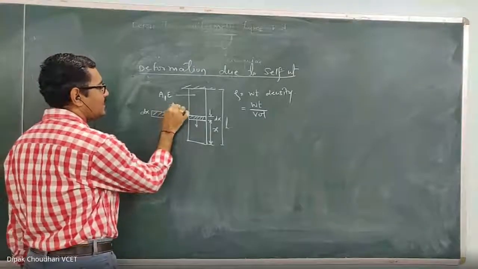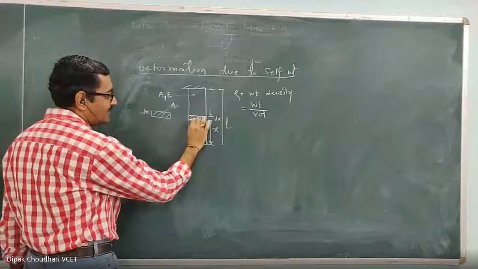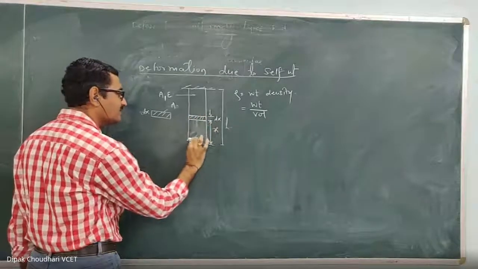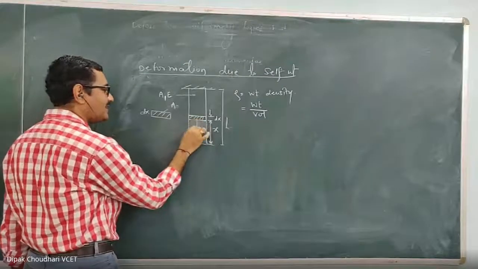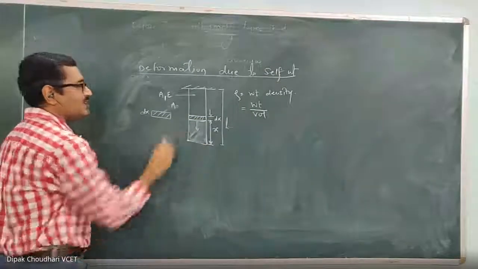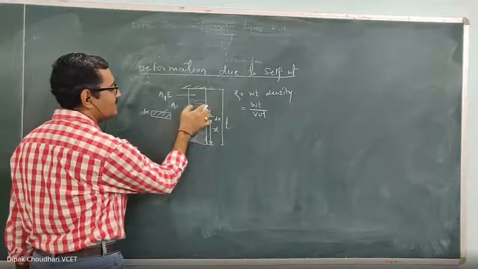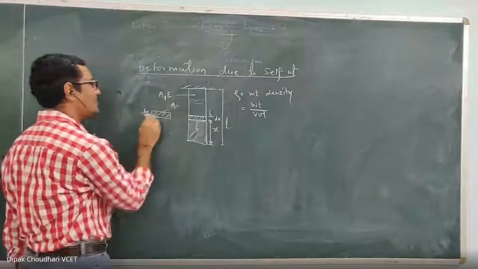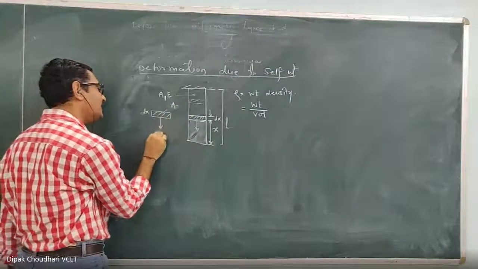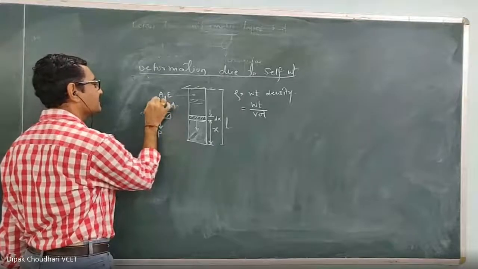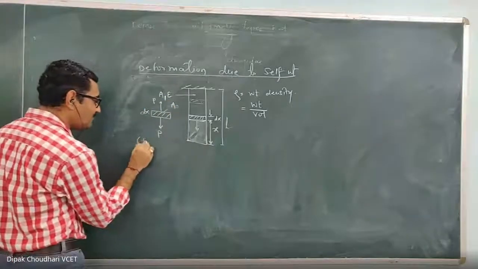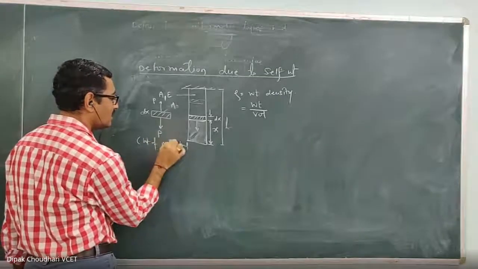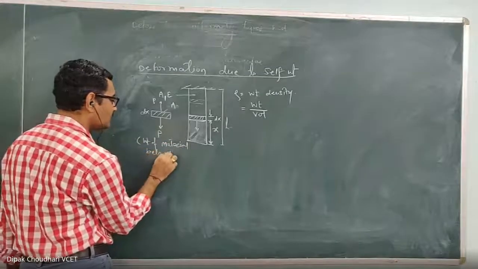Now on this small elemental strip, the axial force acting is equal to the weight of this much part. The weight of this part will act as axial force on the small elemental strip. If I consider the strip over here, the axial force on the strip is equal to the weight of the part which is below it, not above it. So the axial force acting on this part, let it be P, and this P is equal to the weight of material below the section.